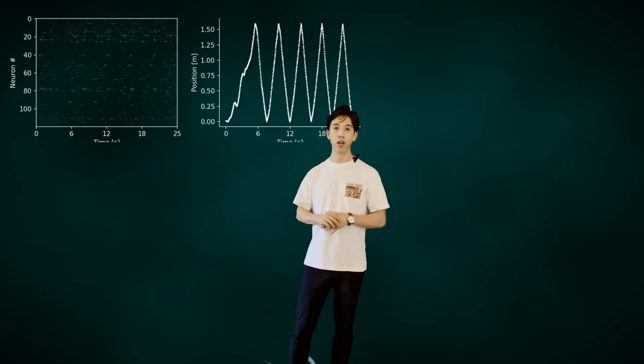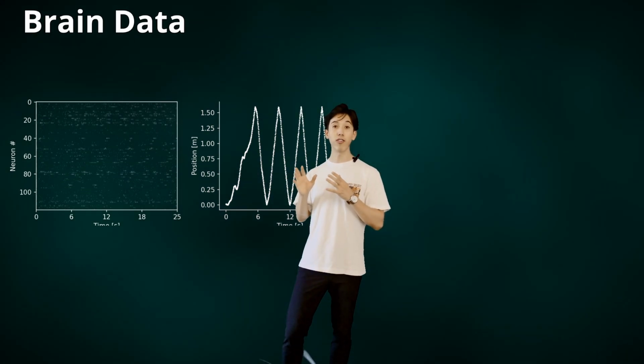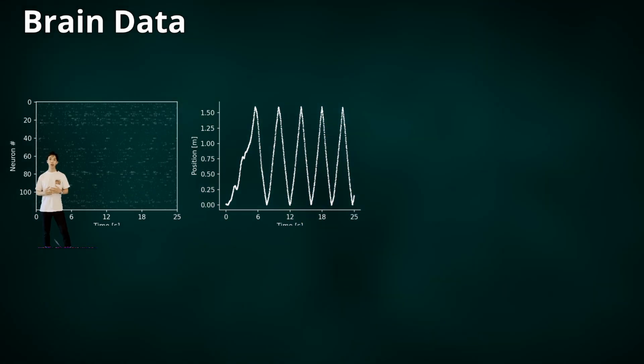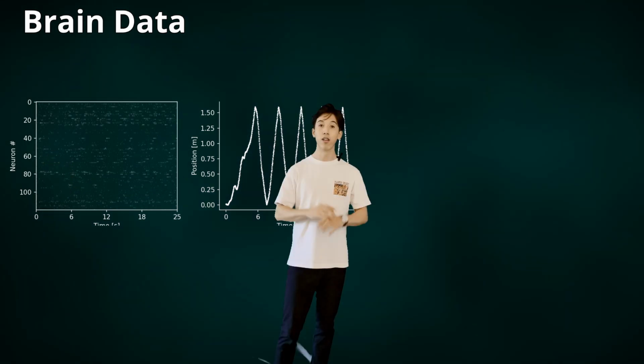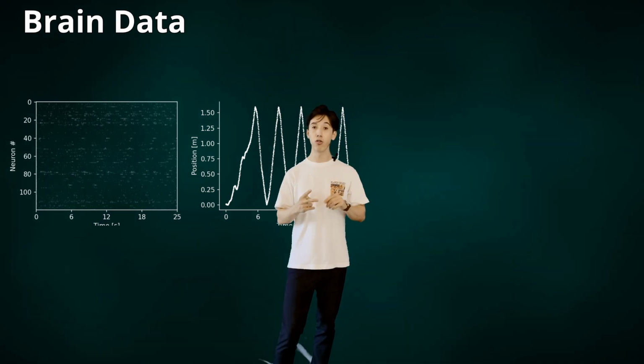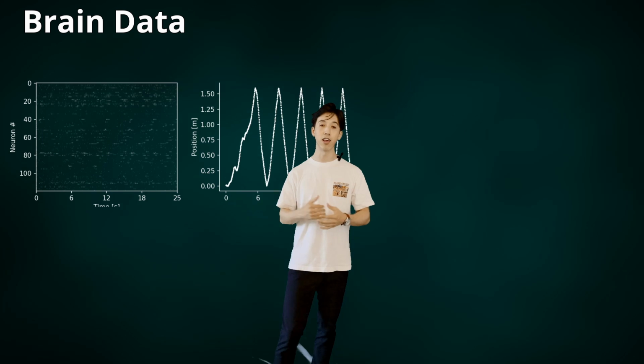Alright, for our grand finale, we're going to look at an even more complicated system, a living brain. I've got an open source dataset of the activity of 120 neurons inside a rat's brain as it moves up and down a linear track. Every time a neuron fires, we get a dot here on the chart. Let's see if we can use dimensionality reduction to take this data from 120 dimensions down to 2 dimensions and understand a little bit more about the state of the brain at any given moment.